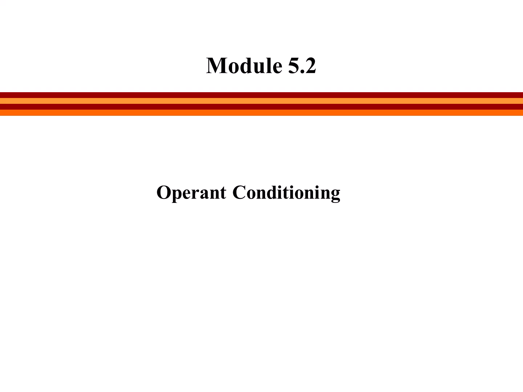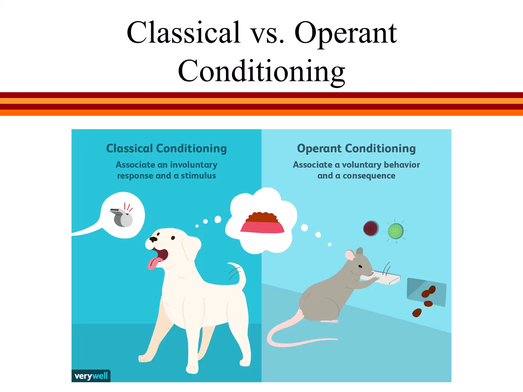In the previous video, we covered the basics of classical conditioning. In this video, we now turn our attention to a second mechanism by which learning can occur, operant conditioning. Whereas classical conditioning is about pairing two stimuli in the environment, operant conditioning is about pairing voluntary behaviors with outcomes, either a punishment or a reward.